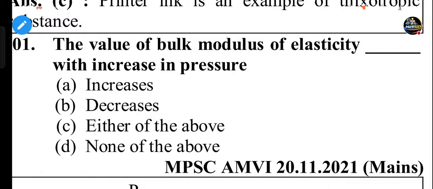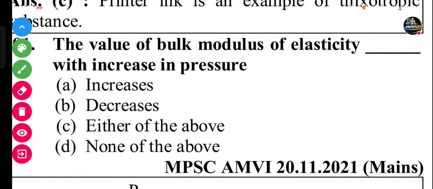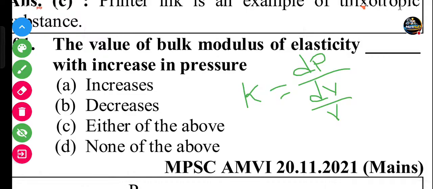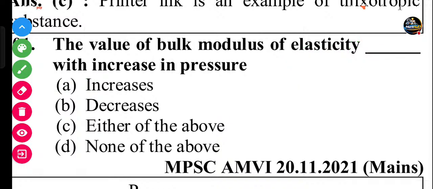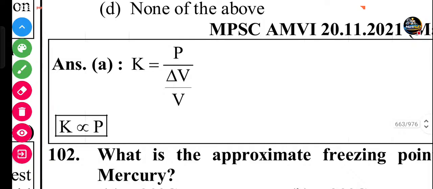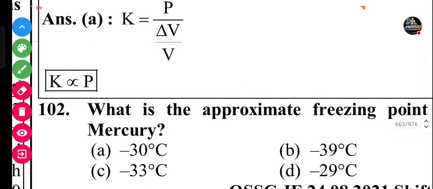First question: the value of the bulk modulus of elasticity with increase in the pressure. A increase, B decrease, C either of the above, D none of the above. We know the bulk modulus K equals dp by dv by v. If we increase the pressure, then the bulk modulus increases. Let's check the answer. Yes, K, the bulk modulus, is directly proportional to the pressure.